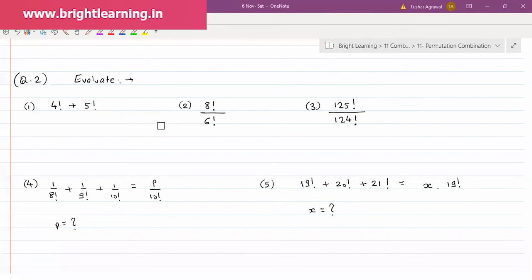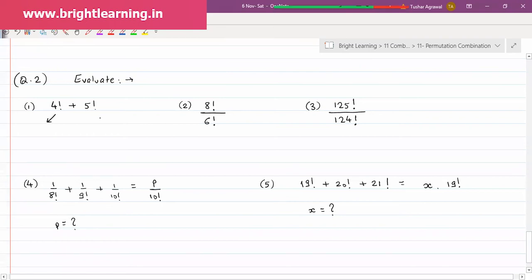Okay. First one, how to solve the first one? For factorial addition, there is no such law. So we will just calculate the values. These are small numbers, so we'll just calculate. We are forced to calculate the value separately. 4 factorial I will calculate separately, 5 factorial I will calculate separately, and I will have to add. There is no other way because there is no such law. So 4 factorial I will calculate to be equal to 24.